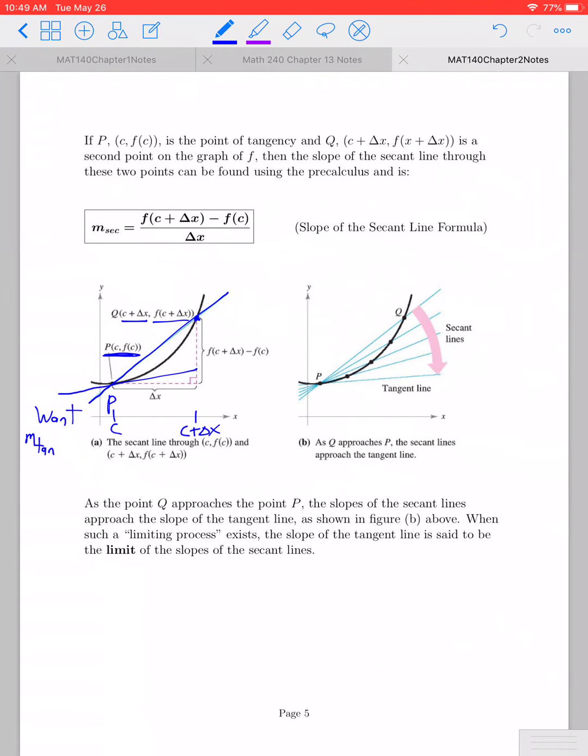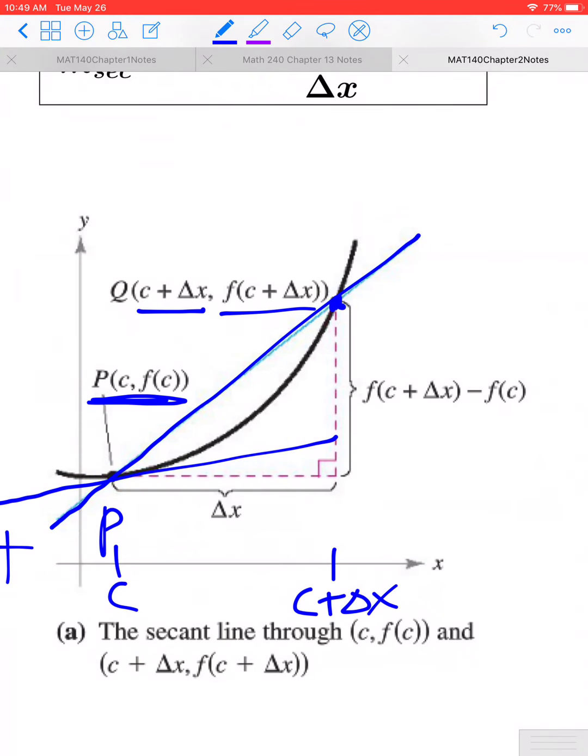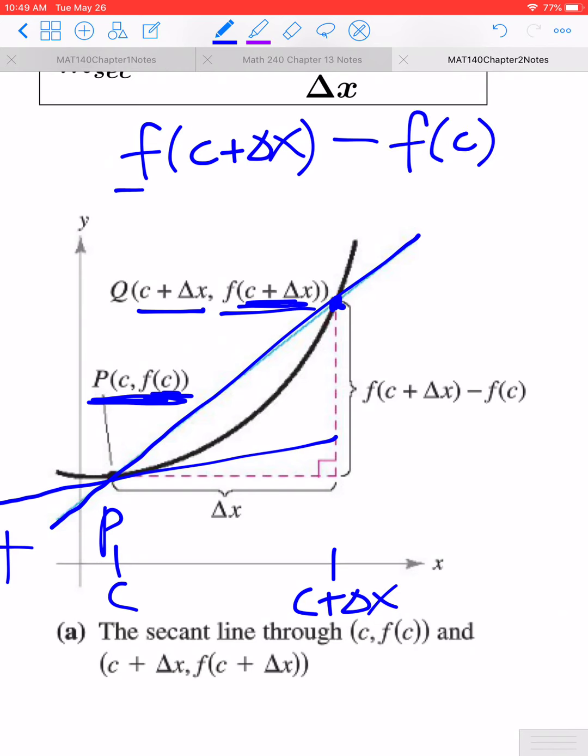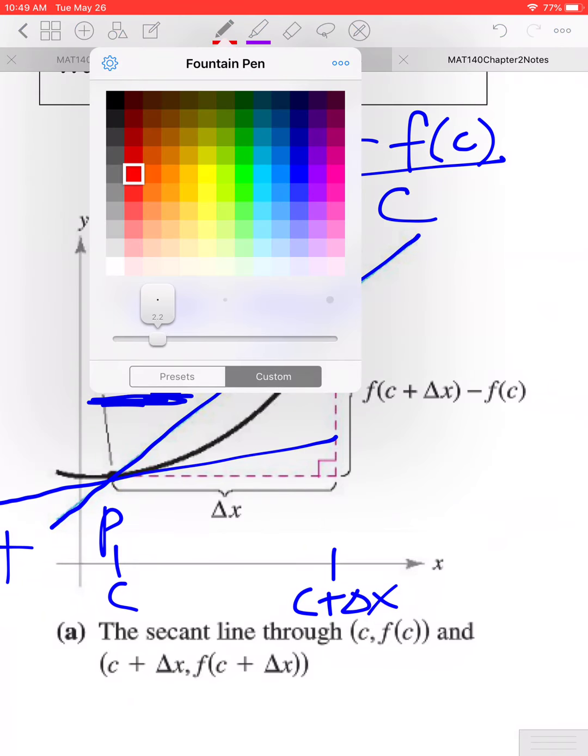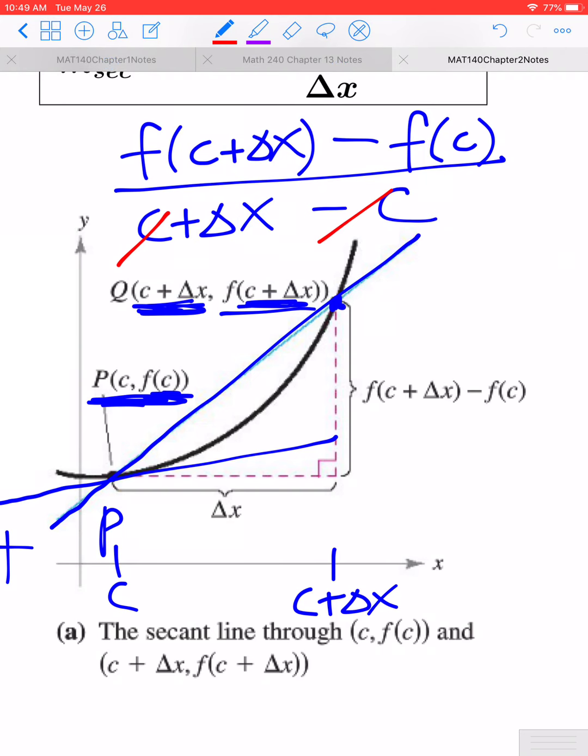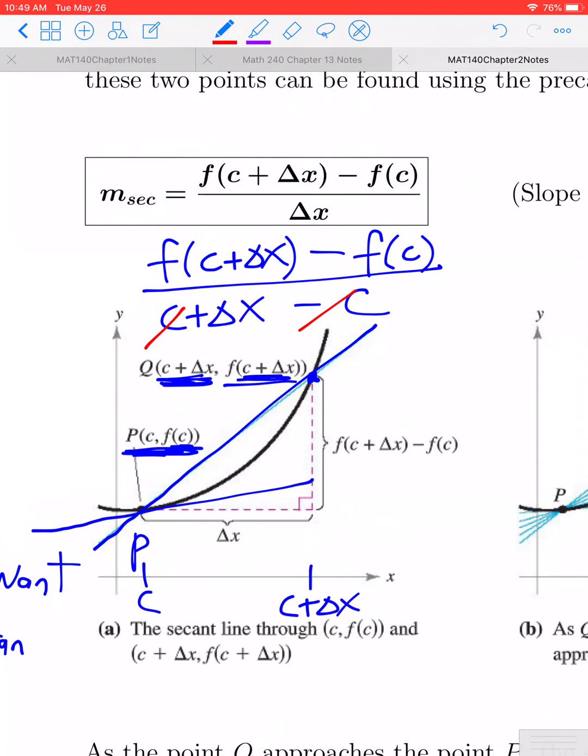And here's what we would get. It would be y2, that's f of c plus delta x, minus y1, that's f of c, all divided by x2, which is c plus delta x, minus x1, which is c. In the denominator, the positive c and the negative c cancel, and what we're left with is this expression here.